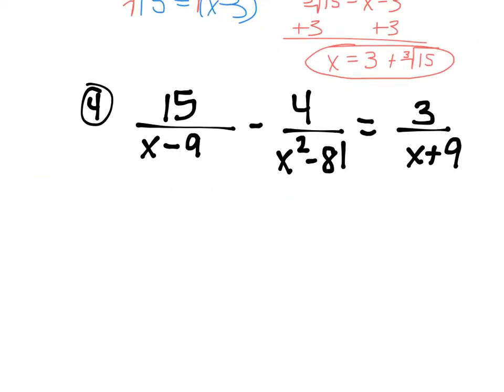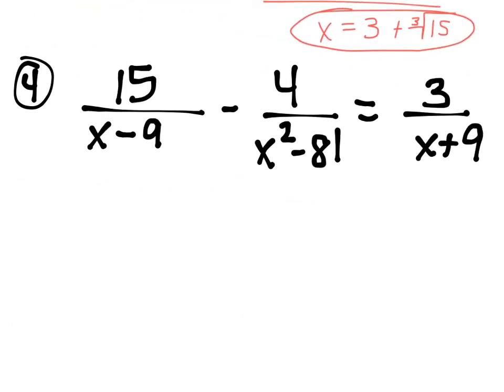We good? All right, this problem looks daunting, but it's not. What do you notice about x minus 9, x plus 9, and x squared minus 81? What is x minus 9 times x plus 9 equal? X squared minus 81. So what's going to be my common denominator between x squared minus 81, x plus 9, x minus 9? X squared minus 81. So all we have to do is figure out what each fraction needs in order to make it x squared minus 81 on the bottom.